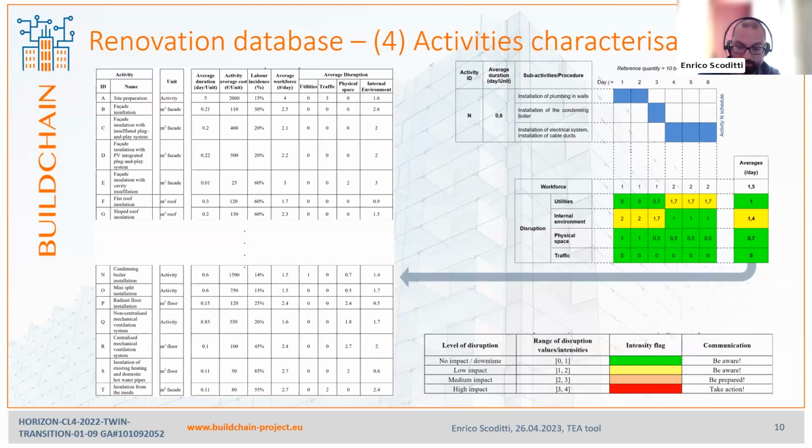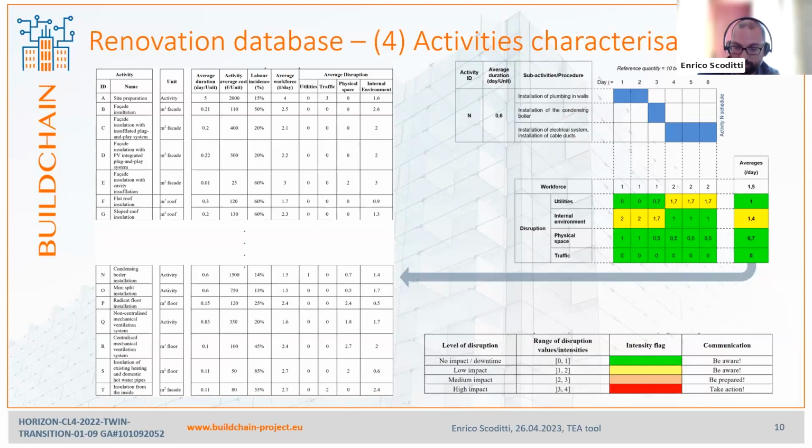The survey conducted so far enabled us to characterize each type of disruption and quantify its levels, as for the 20 renovation activities and their sub-activities. Furthermore, each activity is characterized in terms of duration, cost, and number of workers.